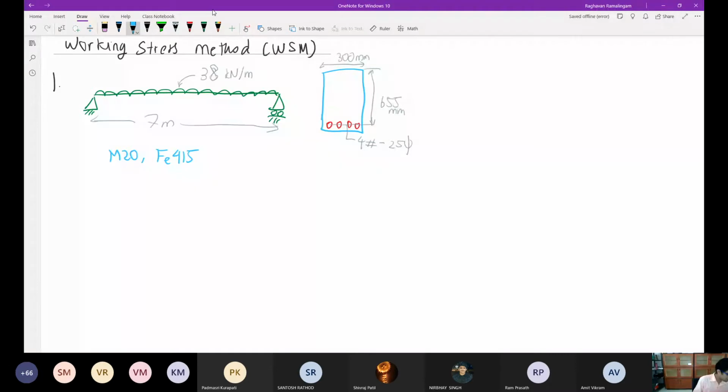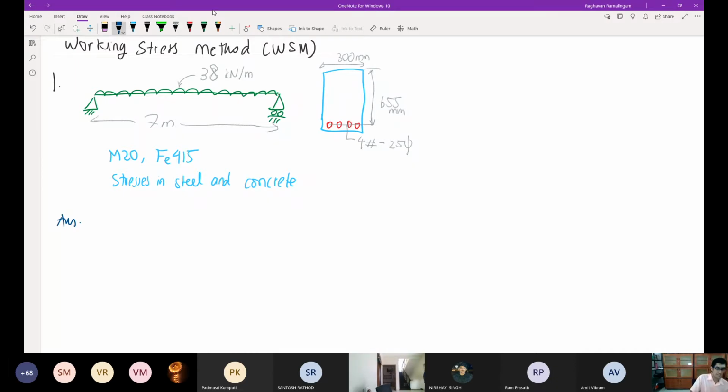Now, what we want to find is what are the stresses in steel and concrete. Okay, so this is the question that is given to us. We have a simply supported beam of 7 meters, length 30 kilonewton UDL, and this is the size of the beam and the reinforcement, and the grade of concrete, grade of steel. So these things are given, and we want to find the maximum stress in the concrete, and the stress in the steel. Okay, so this is what is given to us.